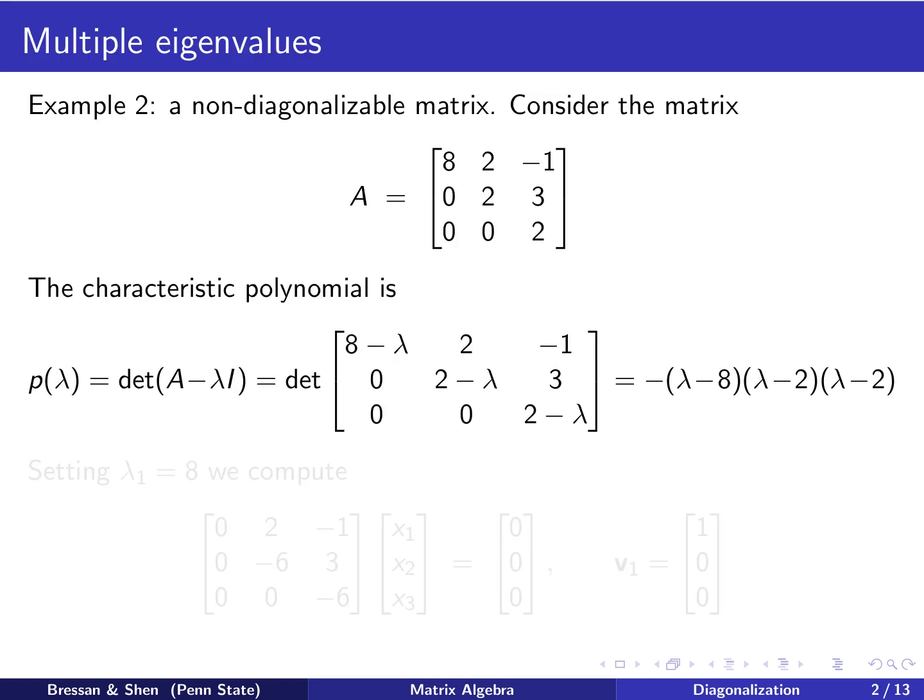Let's take our second example with multiple eigenvalues. As the statement here shows, this will be an example where a matrix cannot be diagonalized. So let's consider this matrix A, with 0, 0, 0 in the bottom row. So it's an upper triangular 3 by 3 matrix.